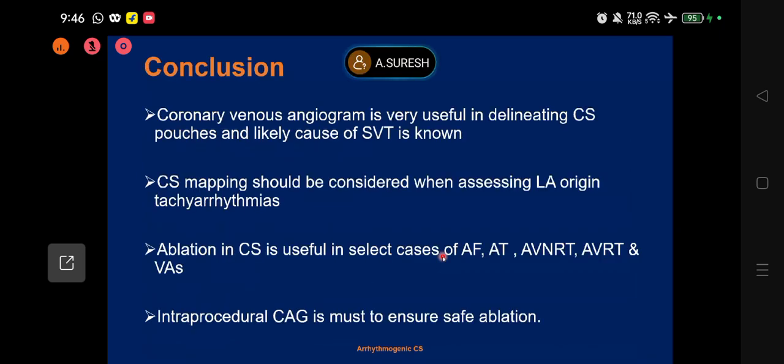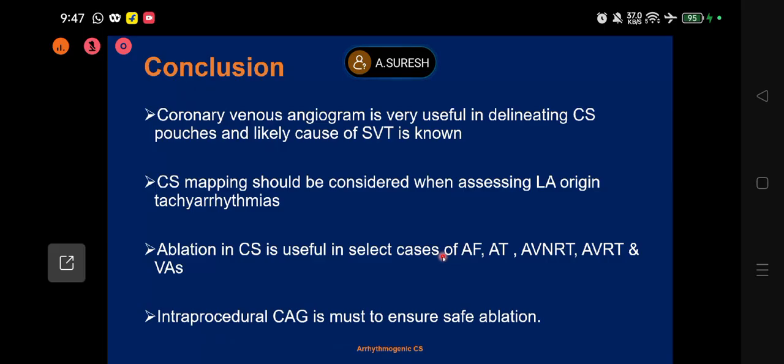So concluding, coronary venous angiogram is very useful in delineating coronary sinus pouches, and you can know the likely cause of supraventricular tachycardia. If it is a wide CS ostium, it's more in favor of AVNRT. If it's tubular, more in favor of AVRT.